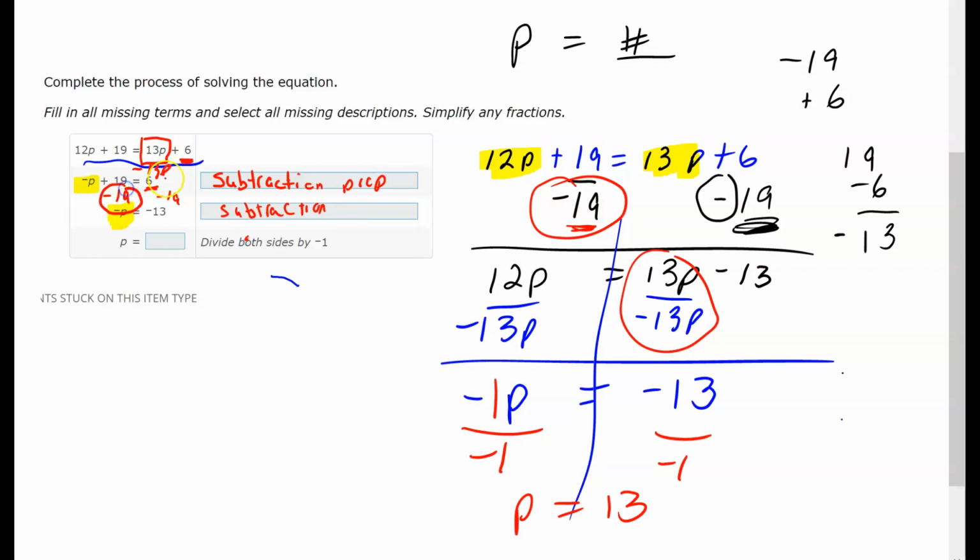We subtracted. We subtracted. And then the last step, you divide both sides by negative 1. They might have said, if they said it like this, because I would have said it as division property of equality. Yeah, so that might be subtract 13p from both sides, and subtract 19 from both sides, and then divide both by negative 1.